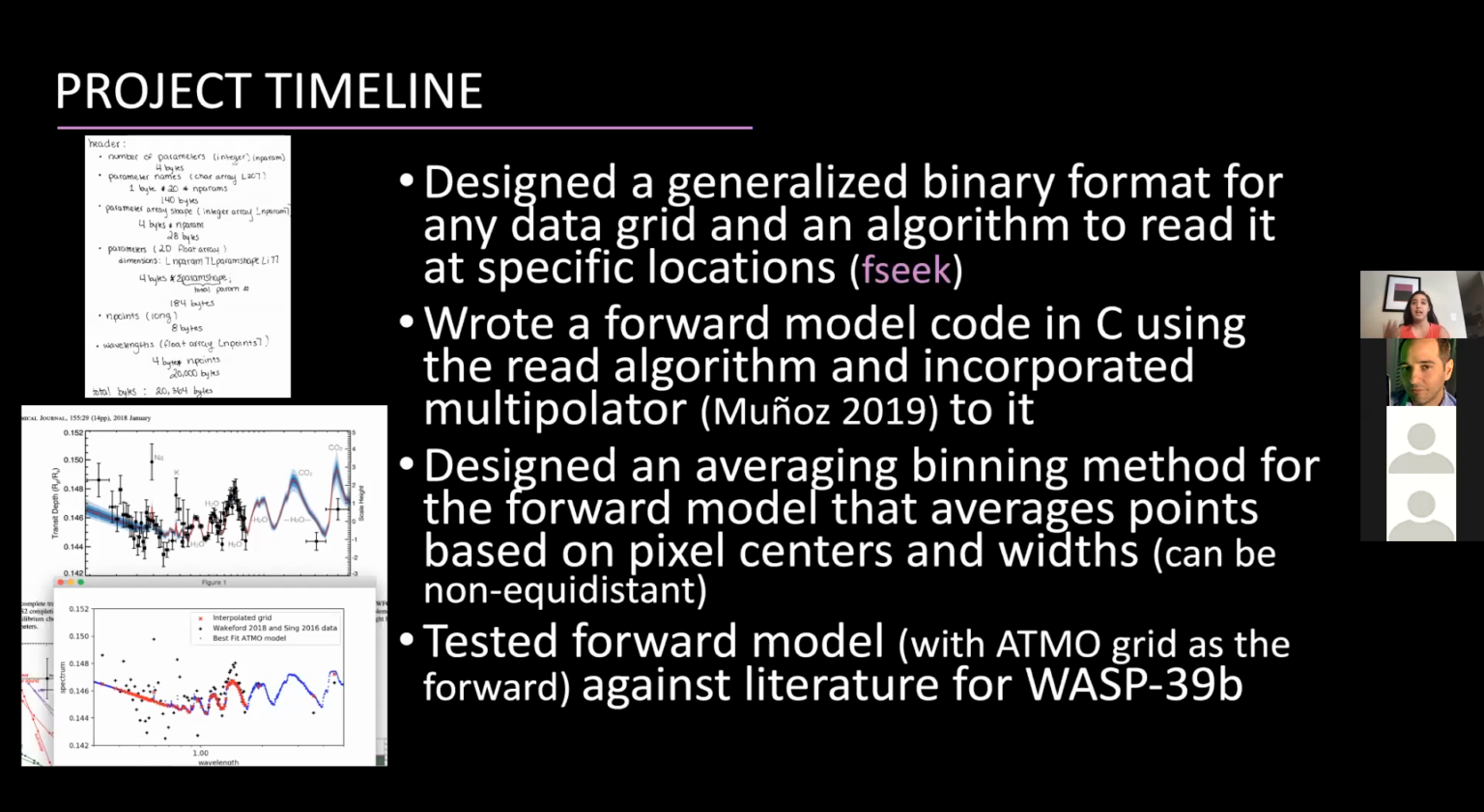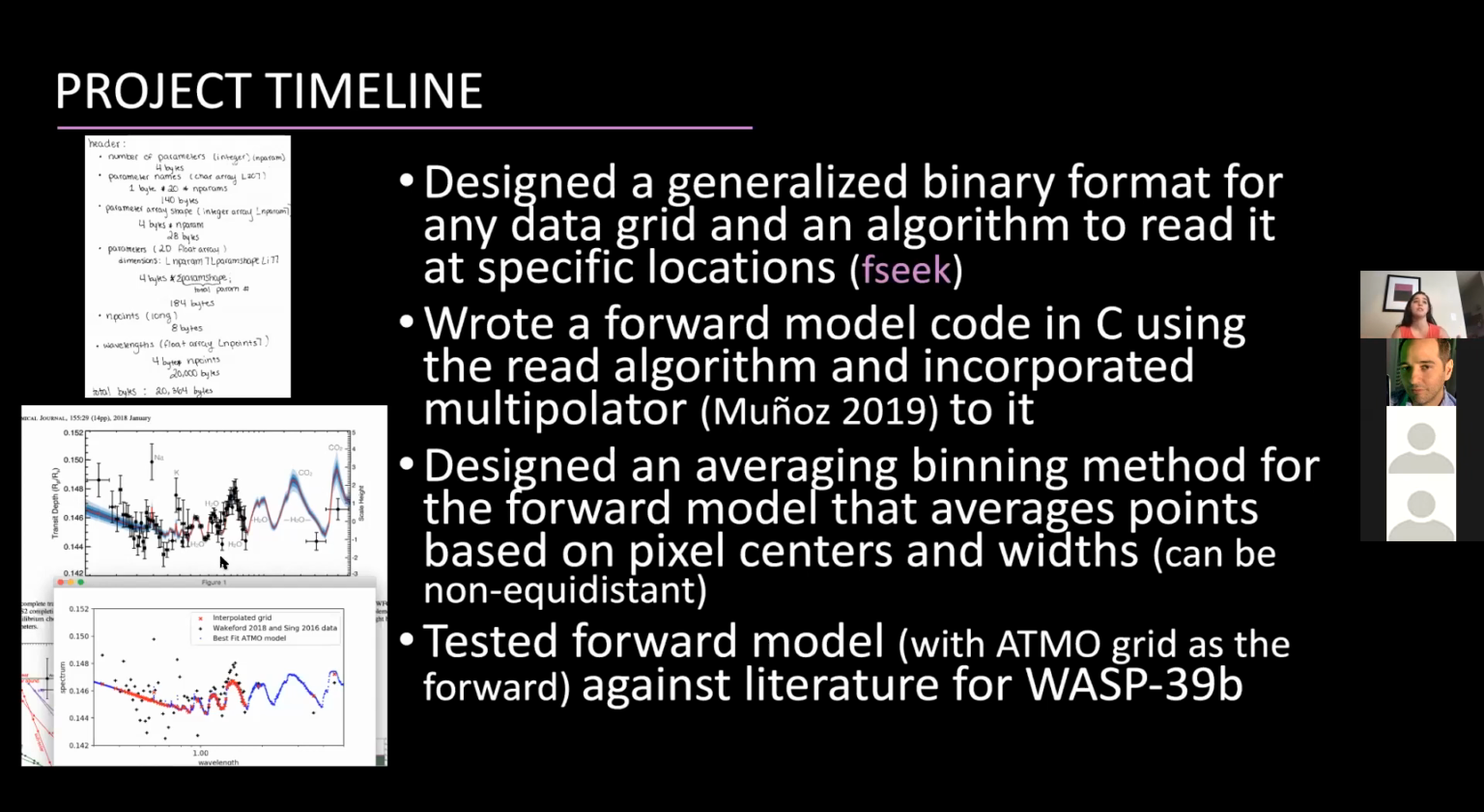And I also designed an averaging binning method for the forward model that averages points based on the pixel centers and widths that the user inputs. These pixel widths can be non-equidistant, and it also accounts for there being holes in the data. And I tested this whole forward model algorithm in C against literature for WASP-39b.